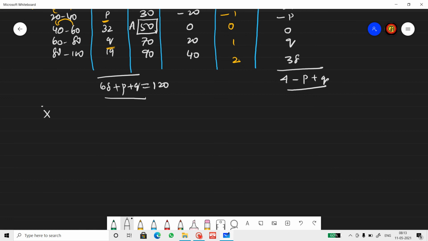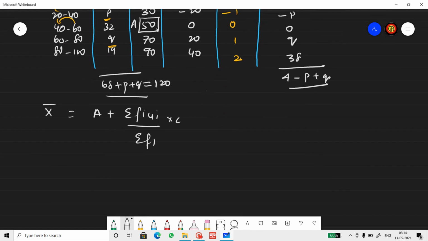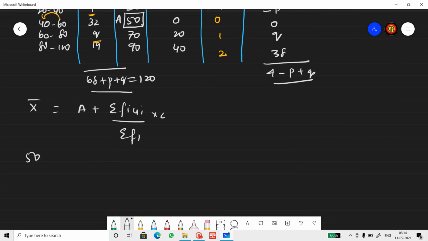formula, x bar is equal to a plus sigma fi ui by sigma fi into c. Mean is given in this question as, I guess, 50. Let's check once again. Yeah, mean is 50. So 50 equals 50, because the assumed mean is also 50, plus (4 minus p plus q) divided by 120, because the total frequency we know. So let's not substitute this there. Instead you can substitute 120.